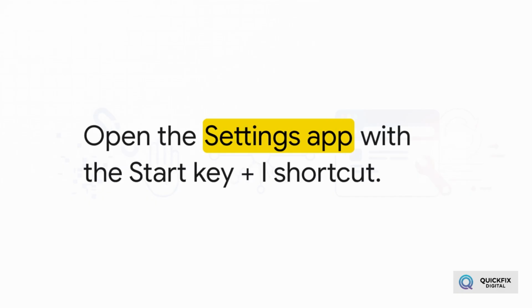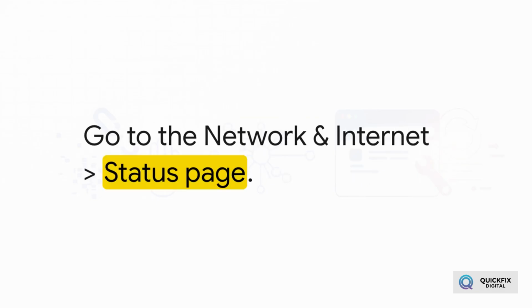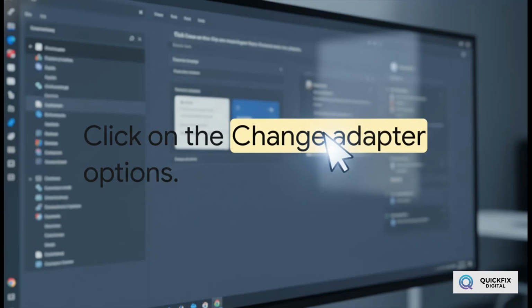Finally, Step 5 fixes a stuck adapter. Press the Start key plus I to open settings. From there, navigate to Network and Internet and click right over to the Status page. Next, click Change Adapter Options to view your network adapters inside the control panel.